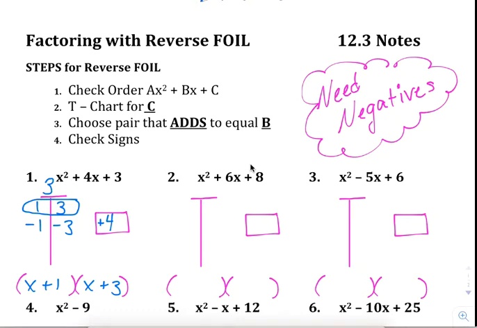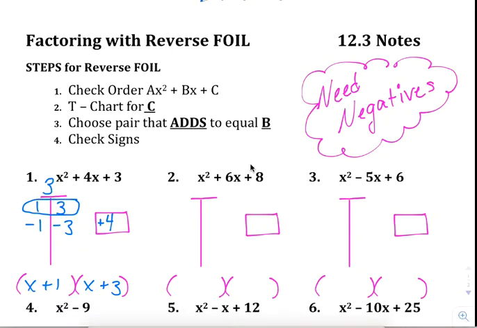So we are going to be going through the T-charts, looking for what multiplies to make the end number, your C, and it has to add up to make the middle number, which is your B. In order to do that, you're going to have 4 steps.